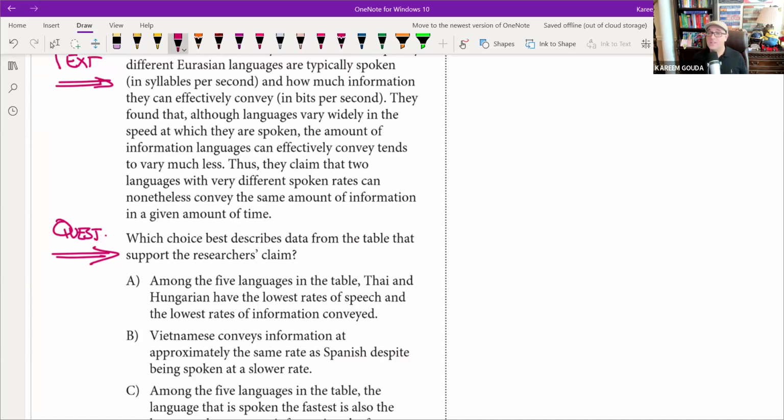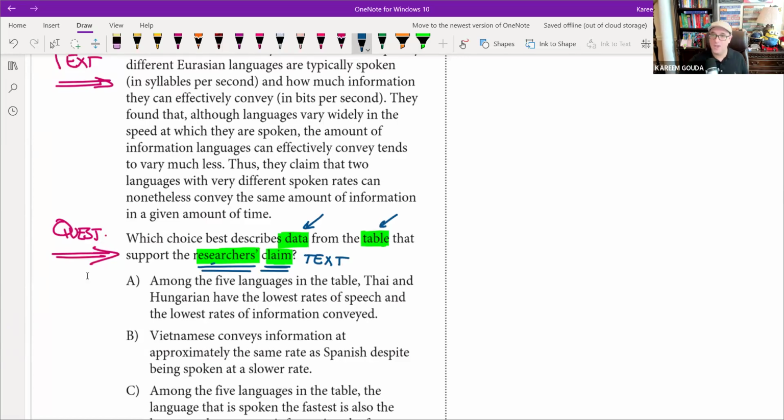All right, so let's do this one. Hopefully, we won't take a lot of time here. Now, first thing, we always start with the question. So what is the question? Which choice best describes data from the table that support the researcher's claim? So you need to find in the text the researcher's claim. All right, this is in the text. And then you need to find the data from the table that supports this claim. Easy peasy?